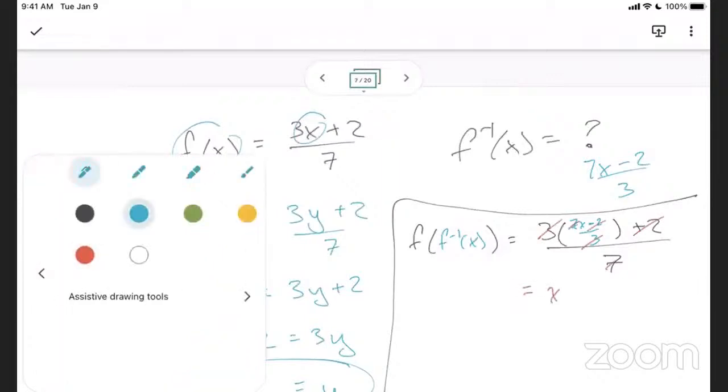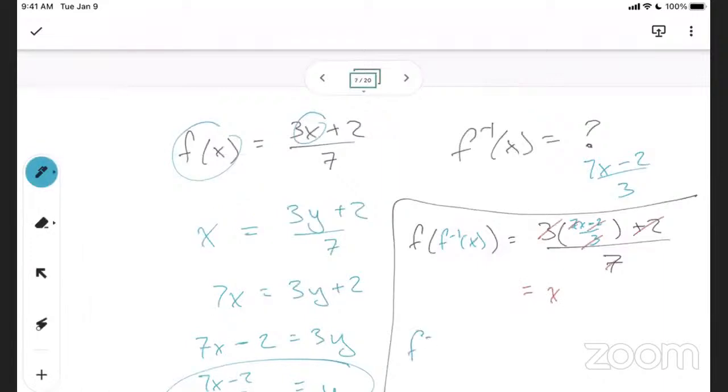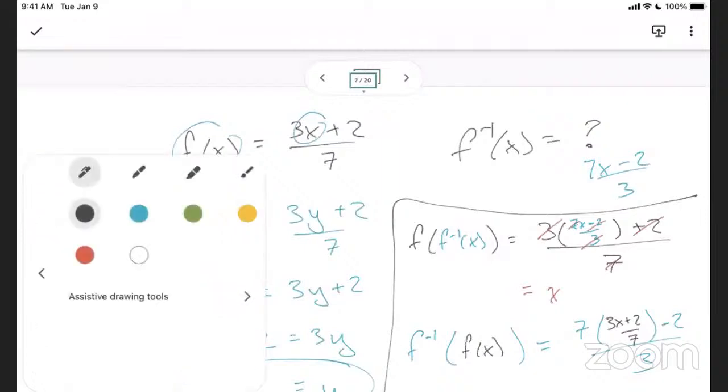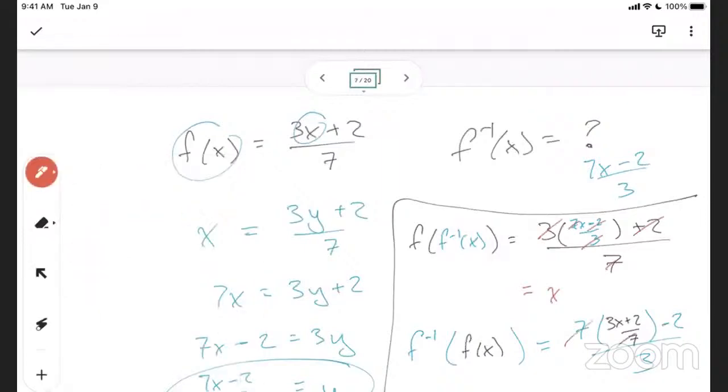So they are inverses. Well, I don't know yet. Let's make sure. F inverse of f of x. Now I'm going to plug f of x in, and I have to get that same thing. So f inverse is 7 times x minus 2 over 3, and instead of plugging x in there, I'm plugging in f of x, which is 3x plus 2 over 7. What happened to the 7s? Cancel. What happened to the 2s? Cancel. What happened to the 3s? I get x. Done.